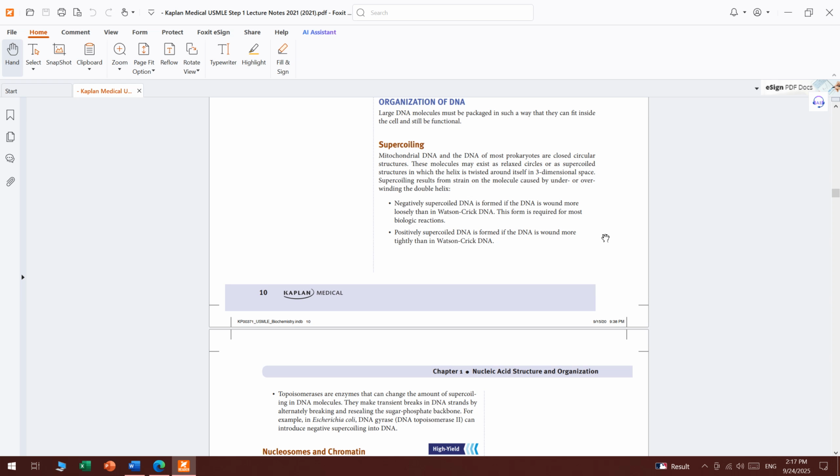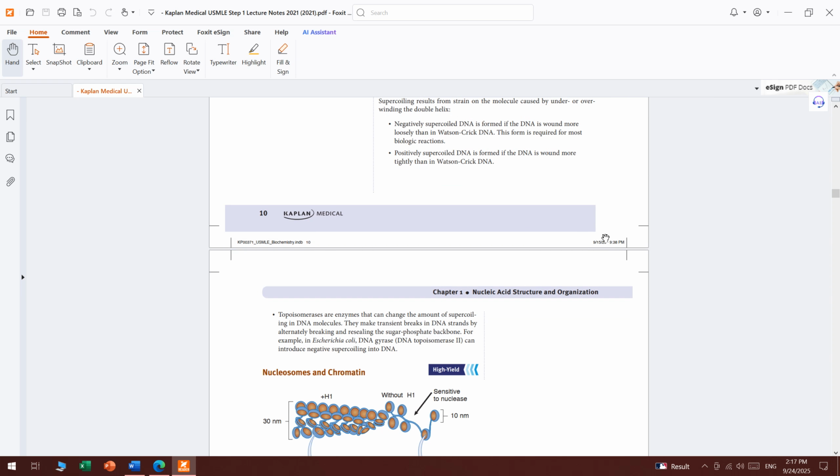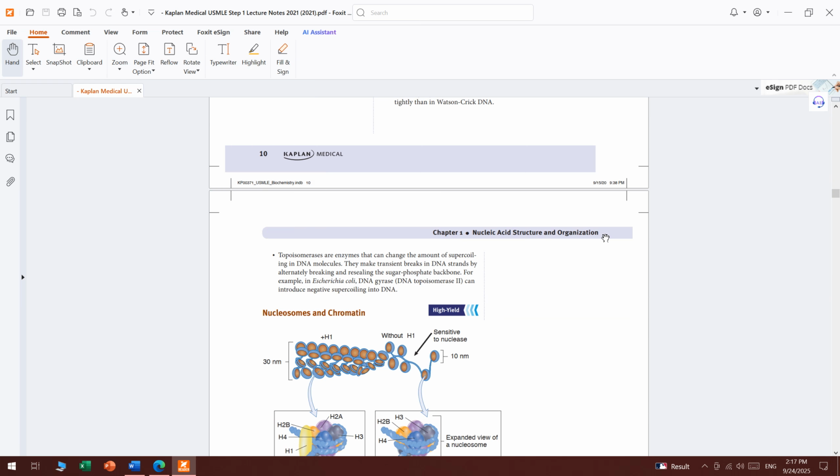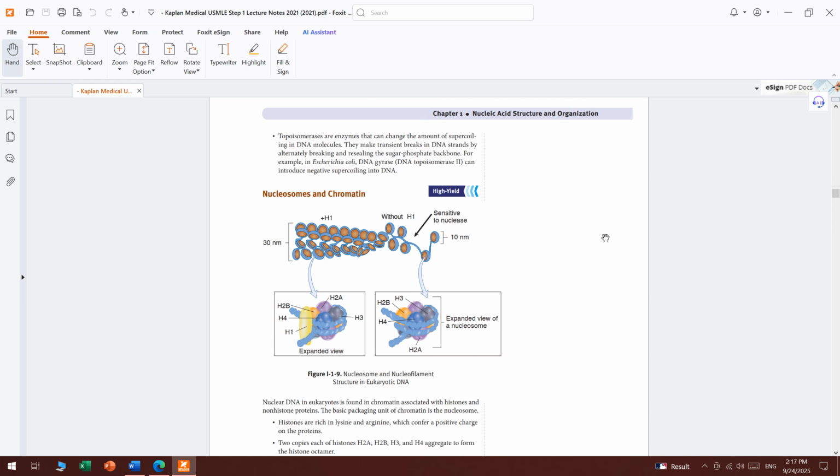While less common, positive supercoiling can occur transiently ahead of a moving replication or transcription complex. Topoisomerases are a class of essential enzymes that are responsible for changing the amount of supercoiling in DNA molecules. They achieve this by making transient breaks in the DNA strands, either one strand or both strands, alternately breaking and resealing the sugar phosphate backbone. This allows the DNA strands to unwind or rewind, thereby altering the supercoiling level.